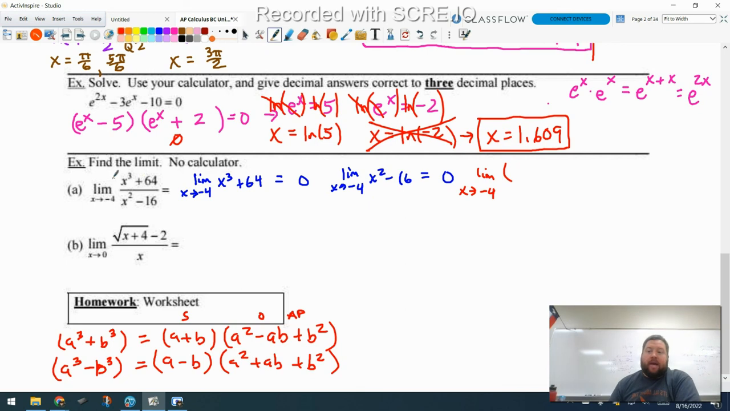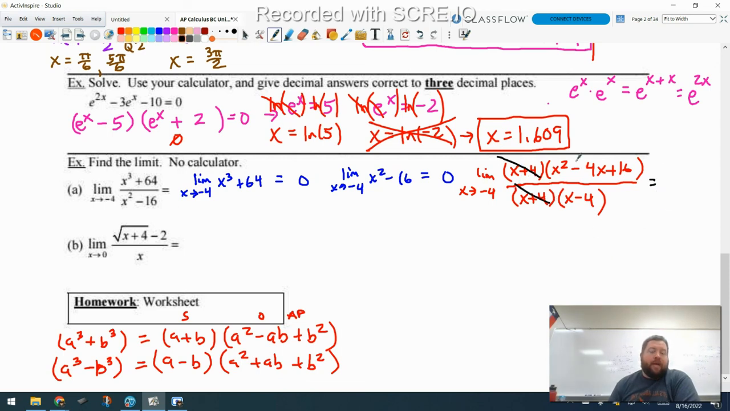So this is going to be a is x. It's the cube root, if you will. And then the cube root of 64 is 4, which is b. So it's going to be x plus 4 times x squared minus 4x plus 16. Then on the bottom, that's a difference of squares. So you get x plus 4 and x minus 4. The x plus 4s can cancel.